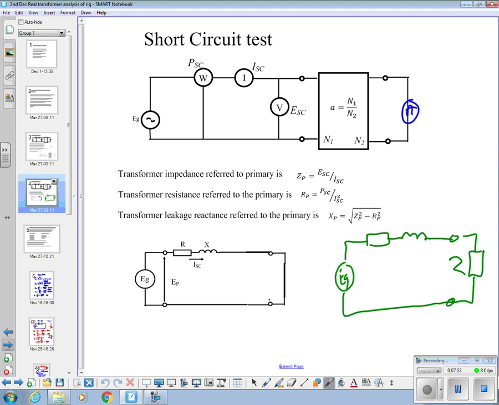So we've effectively, you remember last week we brought all the secondary stuff over to primary side, and then we added all the resistors together and all the inductors together. That's effectively what you're doing here. Those two component values combine both the copper losses from both the primary and the secondary of the transformer, and the leakage fluxes from both the primary and the secondary side of the transformer. Because usually we're not interested in what's happening with that.